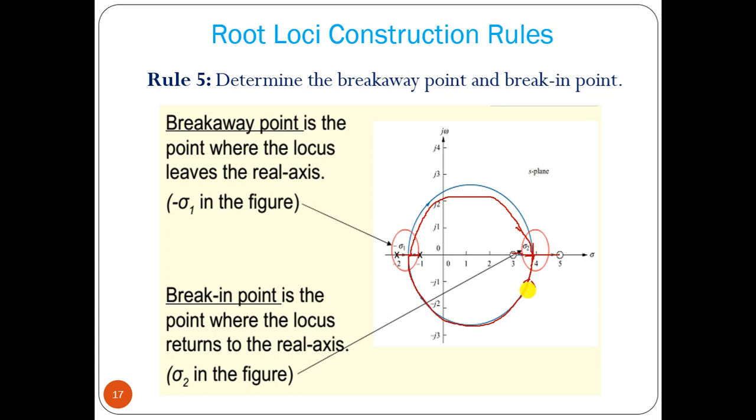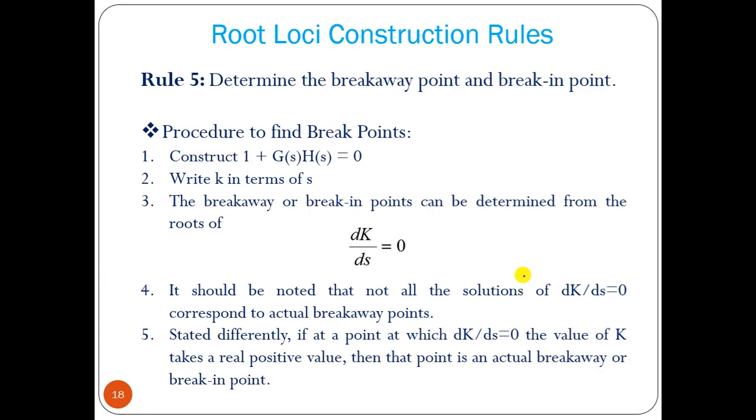So this is the example plot. Now, how to find out the breakaway and break-in points. This is a very simple procedure that you have to remember. We have to construct the characteristic equation 1 plus G(s)H(s) equal to 0, and in G(s)H(s) we have the term K.